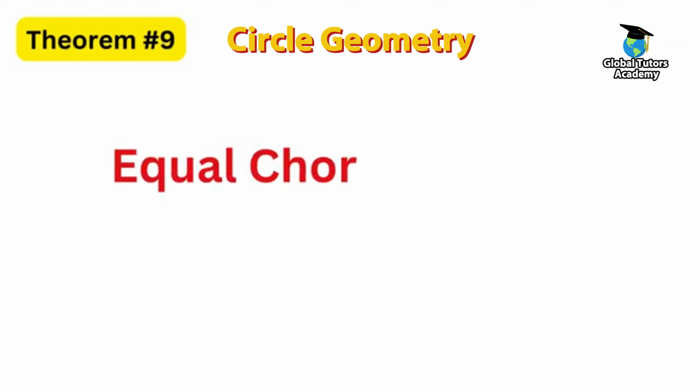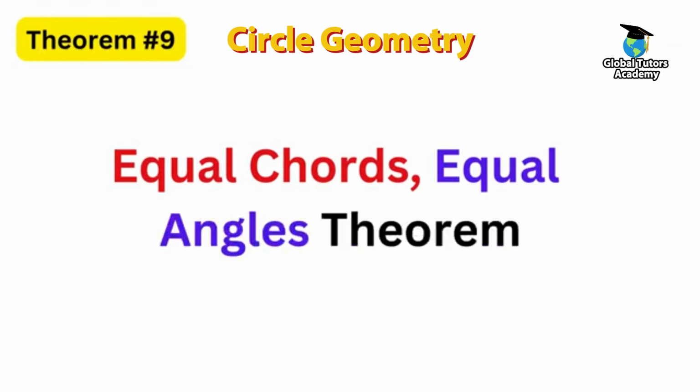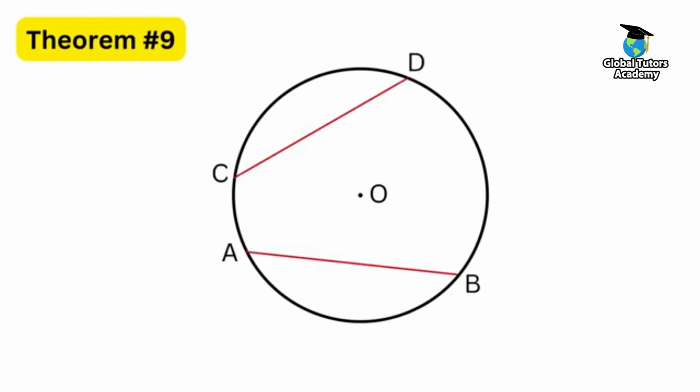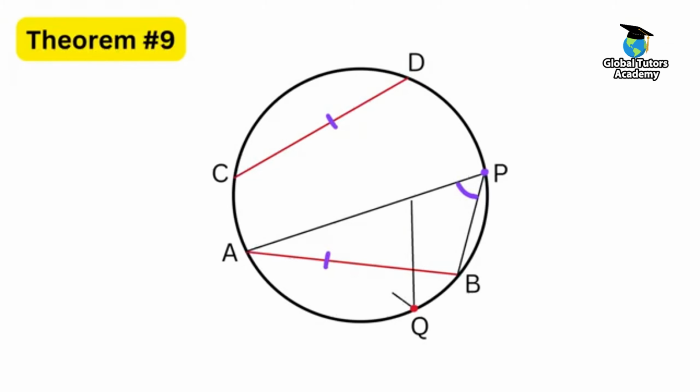Now, Theorem 9, Equal Chords, Equal Angles Theorem. Suppose we have a circle with center O and two chords, AB and CD, of equal length. If we draw lines from O to the endpoints of both chords, then the angles AOB and COD at the center will be equal. If we take any point P on the circumference and connect it to A and B to form angle APB, and another point Q connected to C and D to form angle CQD, then these two angles will also be equal.